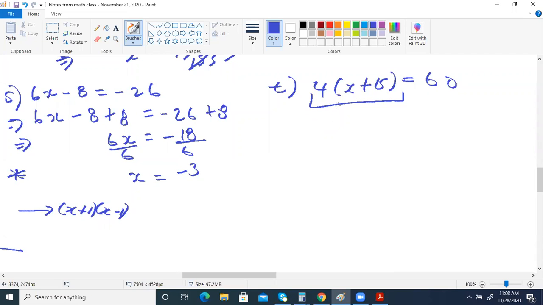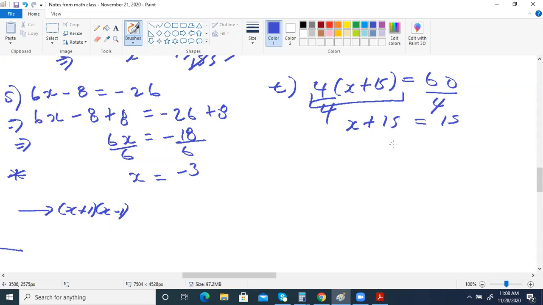What can we do? Divide. All right, so we divide both sides by 4. So this becomes x plus 15 equals what? 60 minus 5... 60 divided by 4 is what? 15. Lovely, right?